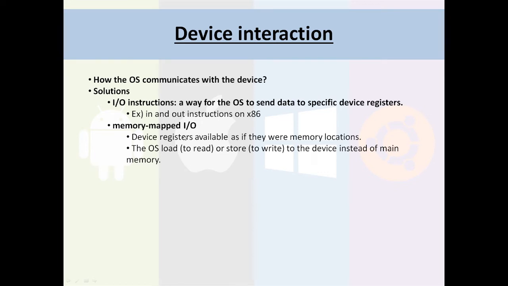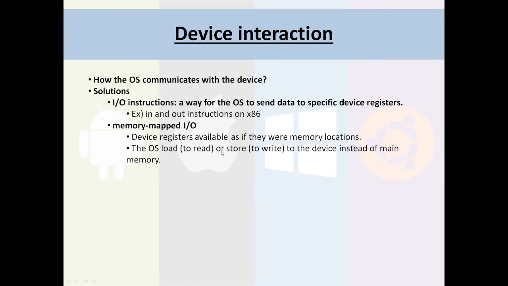Now, the second method to interact with devices is known as memory-mapped input-output. With this approach, the hardware makes device registers available as if they were memory locations. So just like we access data in our memory through addresses, here we access our specific hardware devices through addresses.